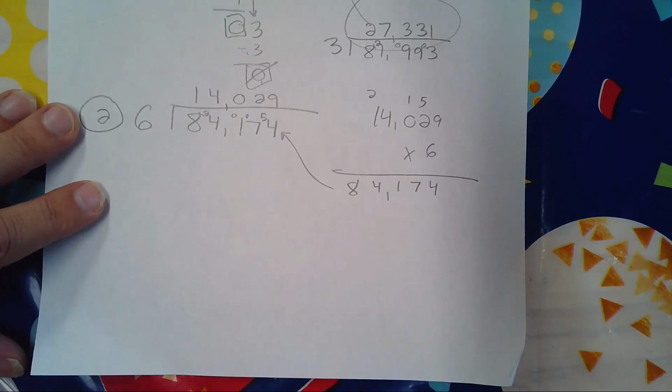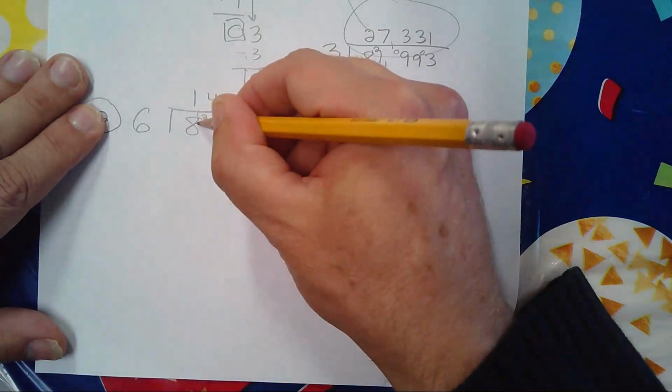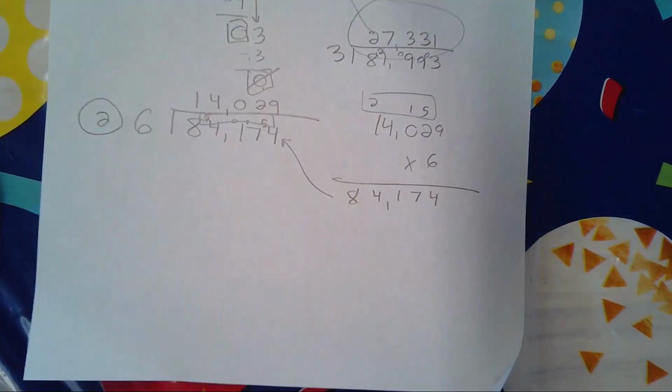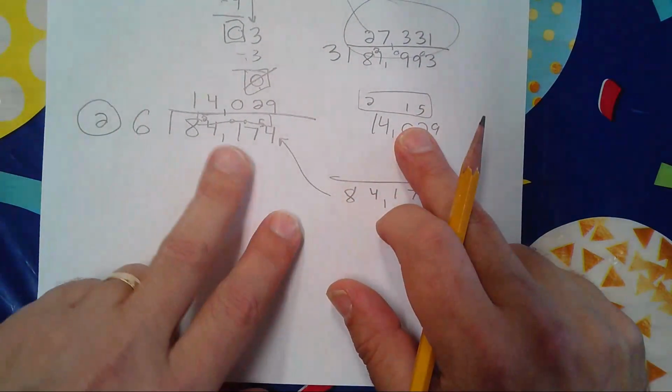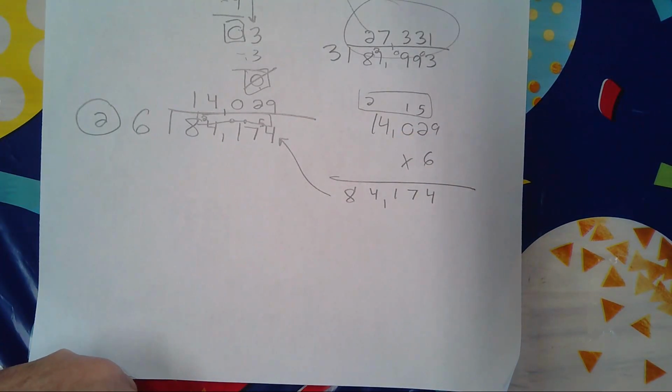You might also notice, if you're looking real carefully, 5, 1, 2, 5, 1, 2. The same numbers in my multiplying are sitting over here in my division bar. Is it a coincidence? Probably not.